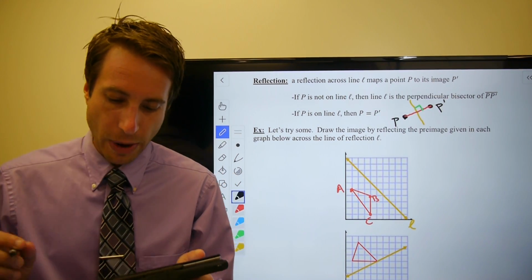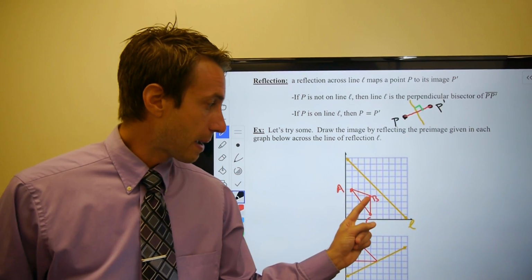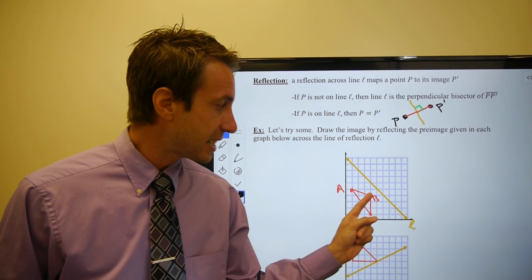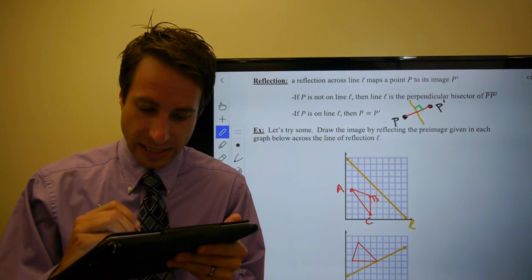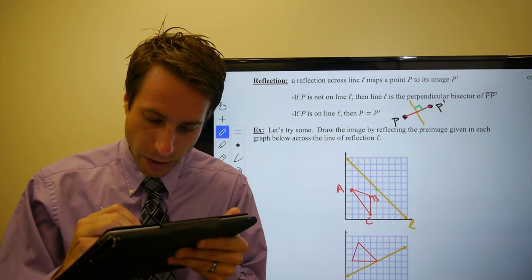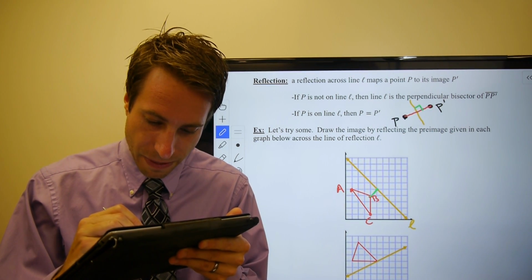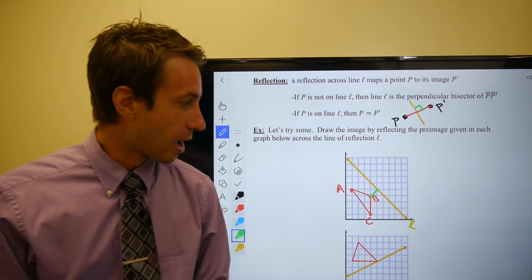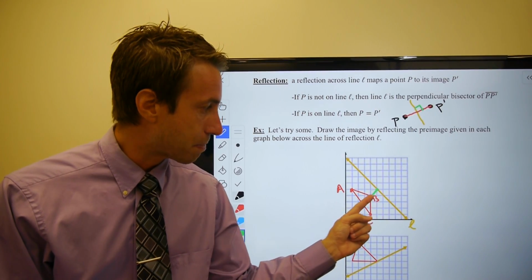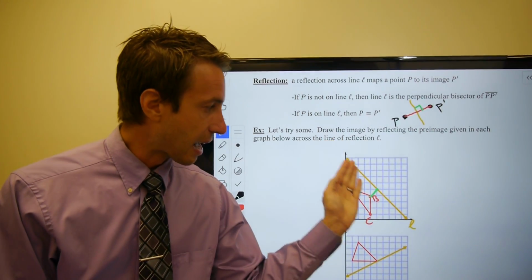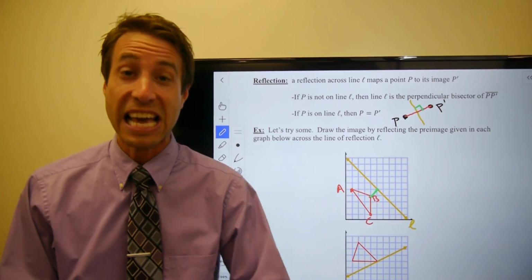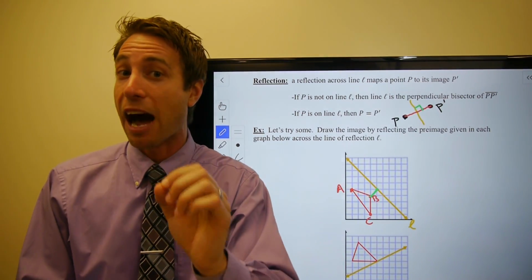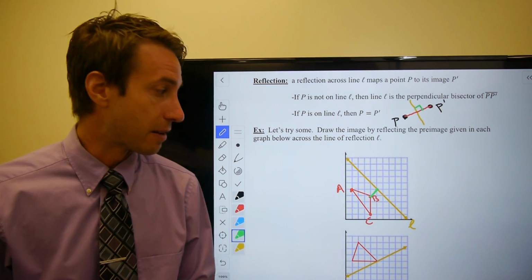Hopefully what it looks like is that B, if I were to draw a perpendicular line to the line of reflection, you can see that it would be this point right here. That's my perpendicular line, right there. My line of reflection, that green line, it looks like it's perpendicular. It is. Now, all I have to do is figure out how far B is from that line of reflection.